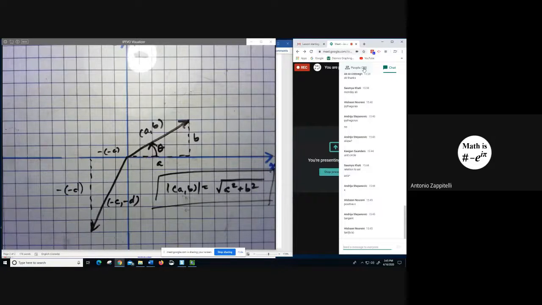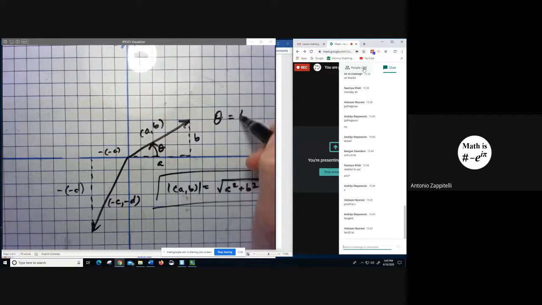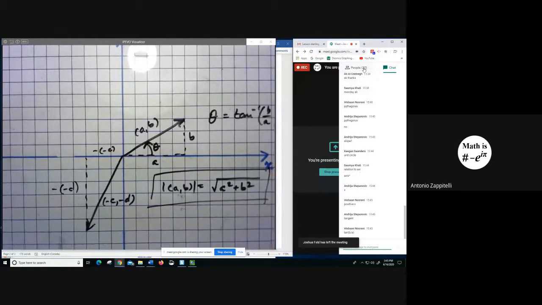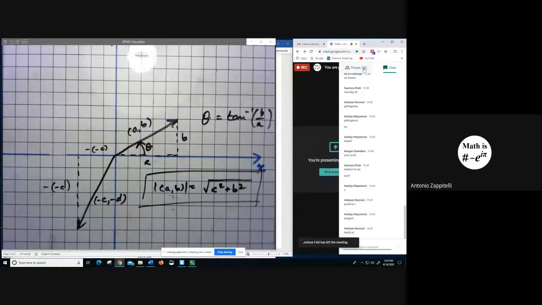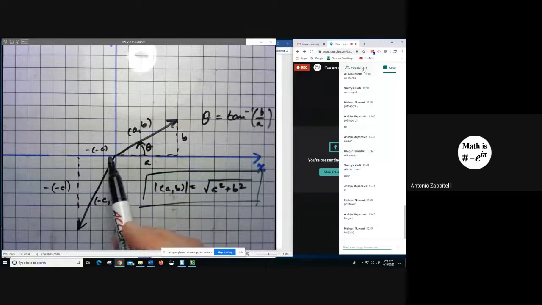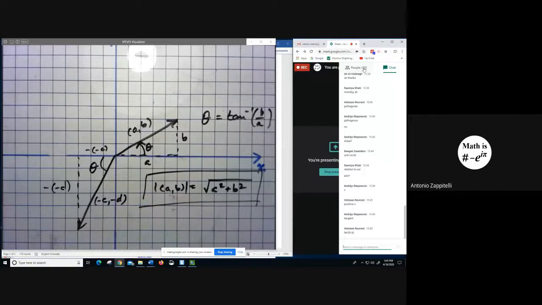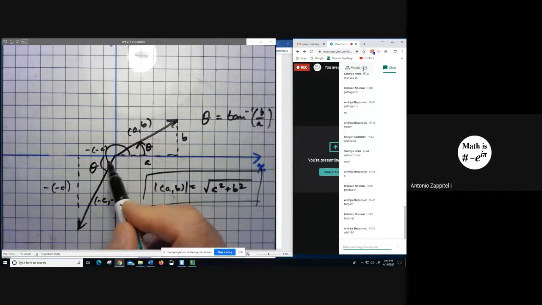What are you going to use? Yeah, just use tangent. Okay, so you know that theta here is just going to be equal to the inverse tan of, opposite over adjacent, b over a. Nice and simple. Of course, when you start getting to these other quadrants, if you find this angle theta, what are you going to have to do with that angle theta? If you want to describe it from the positive x-axis, there you go. You're going to have to add 180.